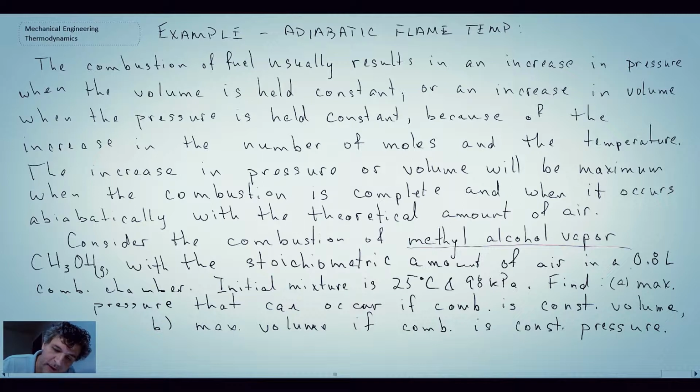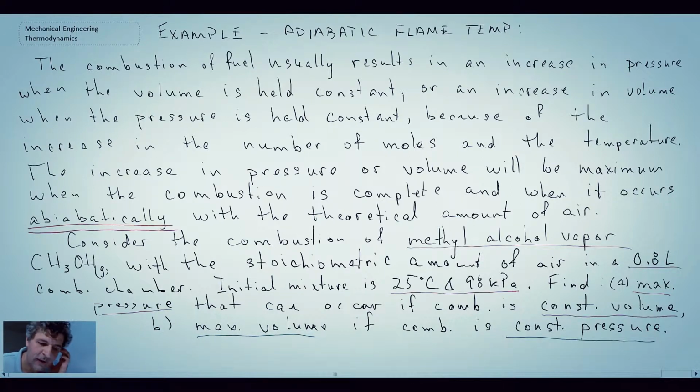we're told that it is in a container 0.8 liters, originally 25 degrees C and 98 kPa. And what I want us to do is determine max pressure if combustion is constant volume. That's the first thing. The other thing that they want us to determine is max volume if combustion is constant pressure. And what we are to assume is that this is taking place adiabatically, which is specified here.